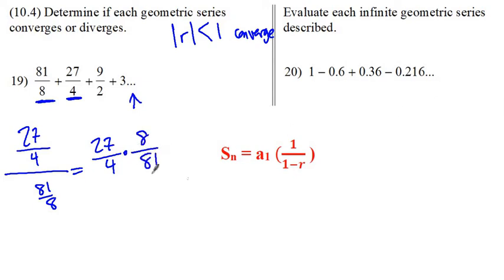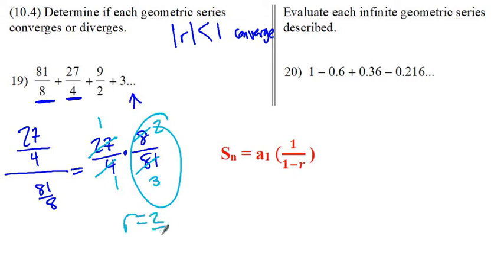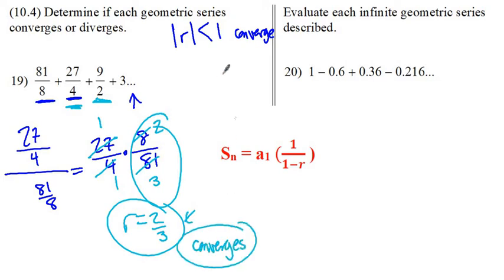Okay, then if you look at this, 4 goes into itself once, it goes into that twice. 27 goes into itself once, and it goes into that 3 times. So we're left with 2 over 3. And you could obviously test the other one too. You could do this divided by this. You'll still get 2 over 3. So in either case, r is less than 1. The absolute value is less than 1, so that means it's going to converge.